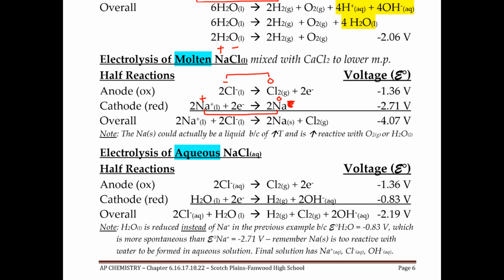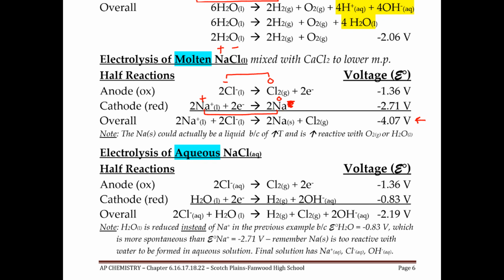All right, that works when it's melted. You look up the voltages. Here it is, non-spontaneous because it's a negative voltage. And a little note that the sodium solid could actually be a liquid because of a high temperature, and it's very reactive with oxygen or water. So if you had melted salt, this is what would happen. But if you have aqueous, this is not going to happen, because you should recognize that Na solid, a group 1 metal, is very reactive with water. So the minute you try to reduce this into sodium, it's going to react with the water immediately. So therefore, this cannot happen when it's aqueous, dissolved in water.